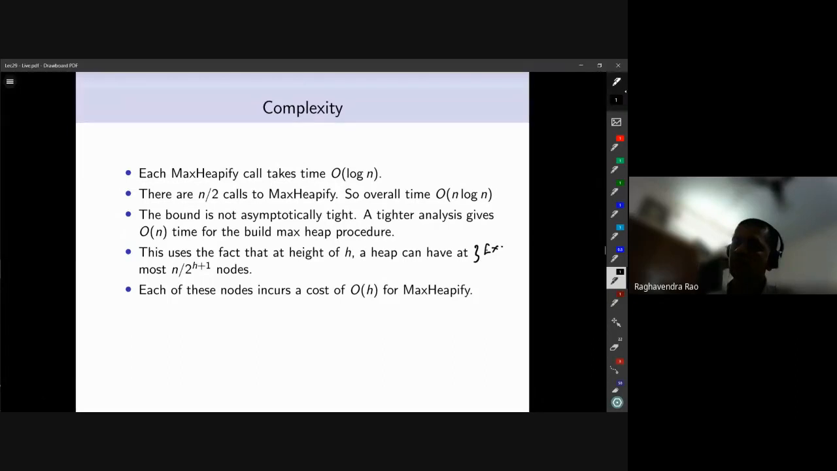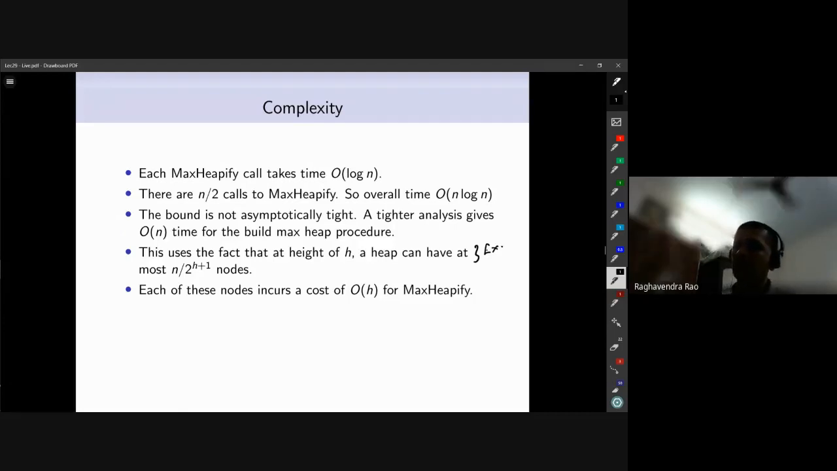At height h, a heap can have at most n by 2 to the h plus 1 nodes. This assumes that the starting height is 0. So this seems to be fine. You can have at most 2 to the h plus 1; otherwise, I will have to have it as 2 to the h. For each of these nodes, the cost of max heapify is going to be order of h.